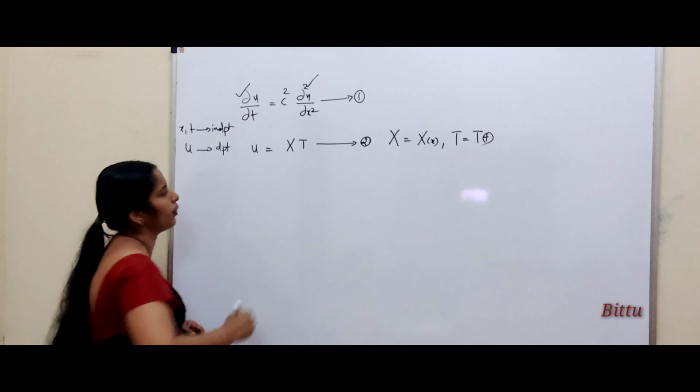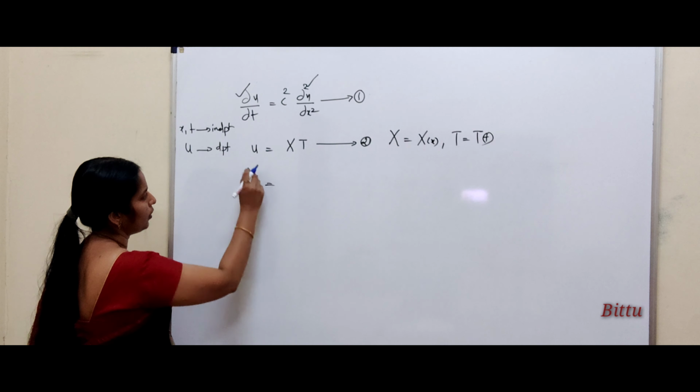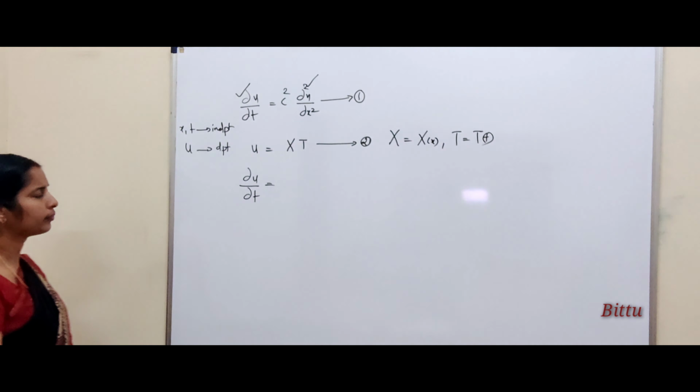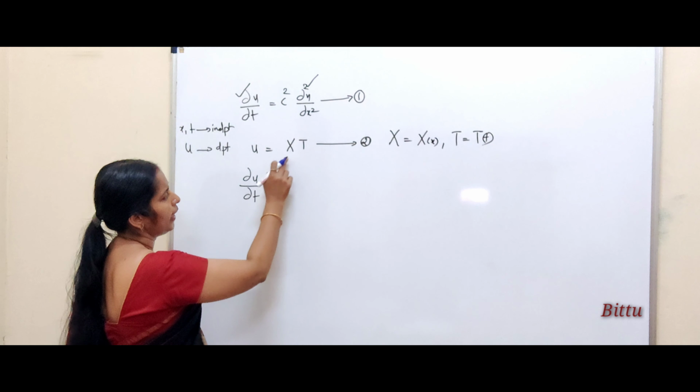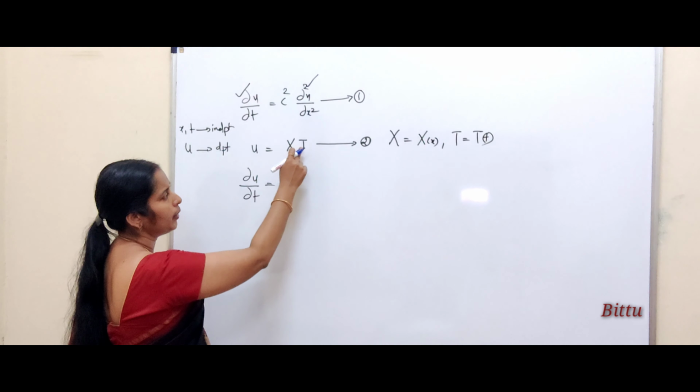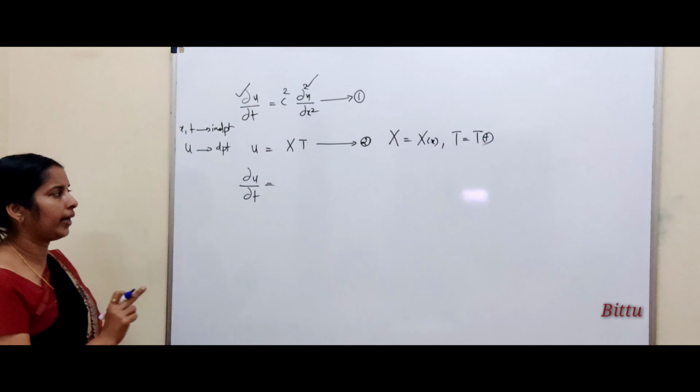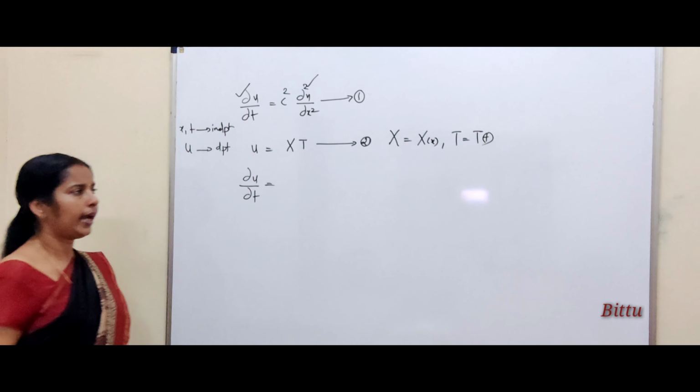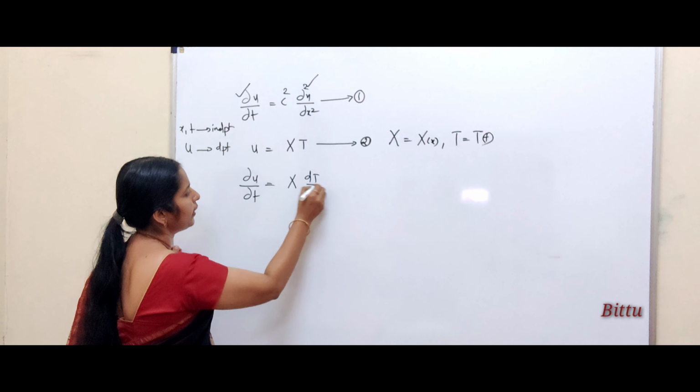What is ∂u/∂t? We have to differentiate u partially with respect to t. In this, X is a function of x alone, so there is no t in X. T is a function of t alone, so you can differentiate T with respect to t, and that derivative is the usual derivative. Here we are taking the partial derivative, so at that time you have to keep X as a constant, so X into dT/dt.